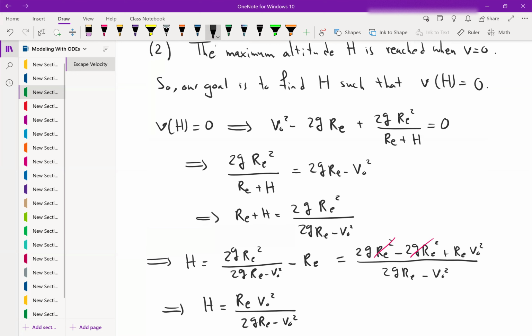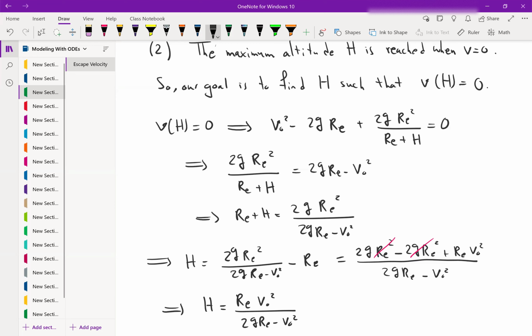So since here I solve for H, this tells me that if the initial velocity is V0, the maximum altitude that you will get is RE V0 squared divided by 2GRE minus V0 squared. And of course, I can do it the other way.